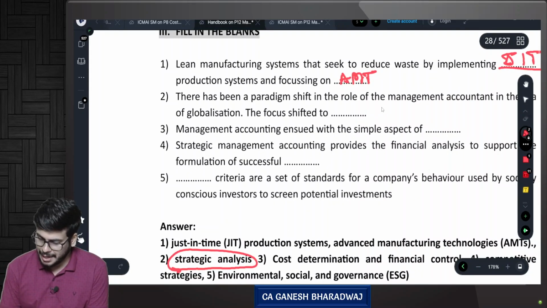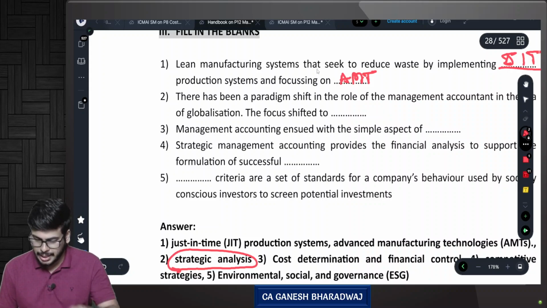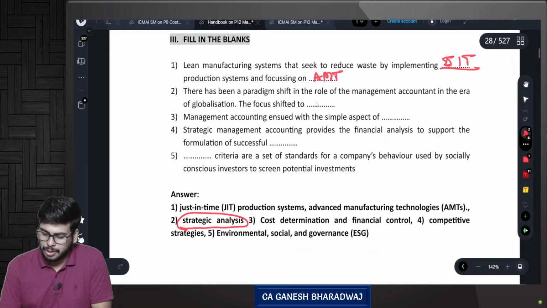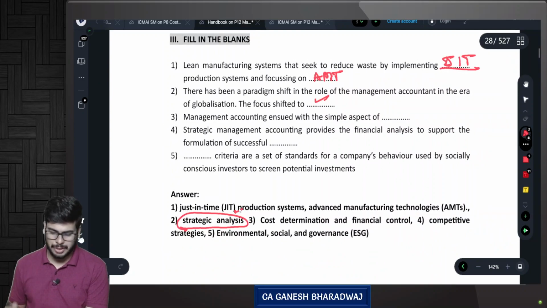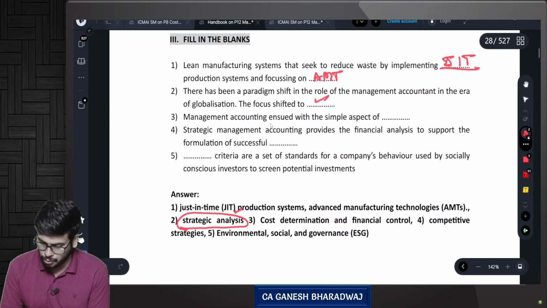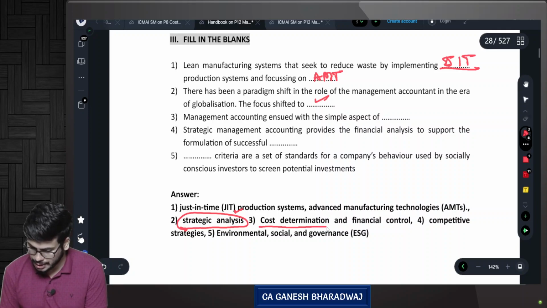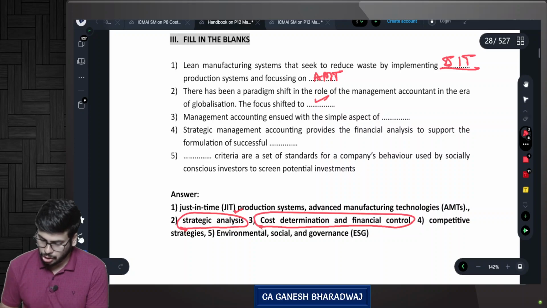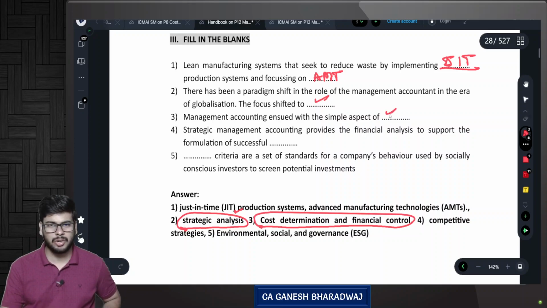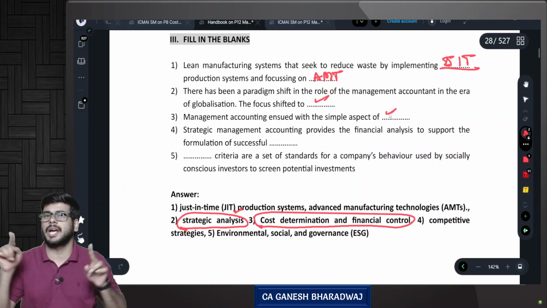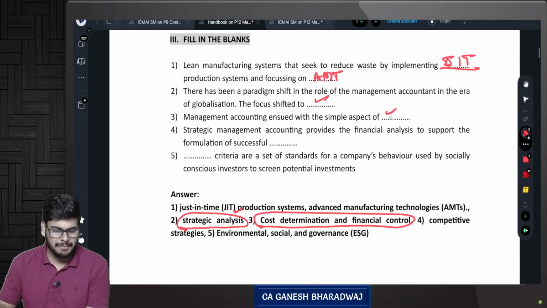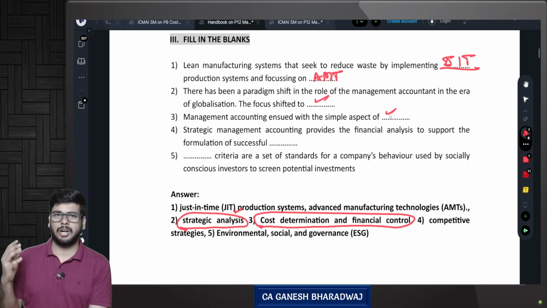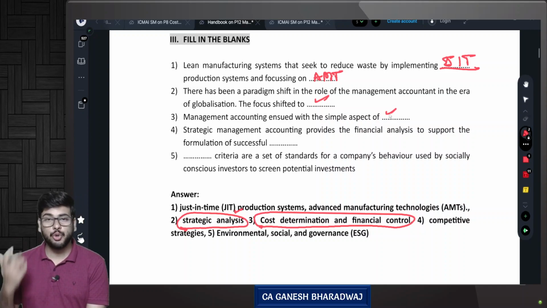Yes, there has been a paradigm shift in the role of management accountant in the era of globalization, and the focus has shifted to, yes, strategic analysis. We saw it somewhere. Next, management accounting ensued with the simplest aspect of cost determination and financial control. This was also mentioned somewhere. I highlighted it to you. So please, these 5 fill in the blanks alone, you just accept what is given here and prepare accordingly. Beyond this, fill in the blanks, you need not prepare specifically. It is practically, humanly not possible.